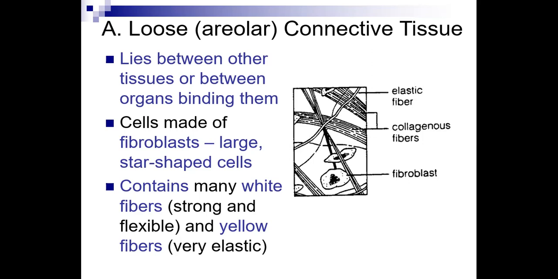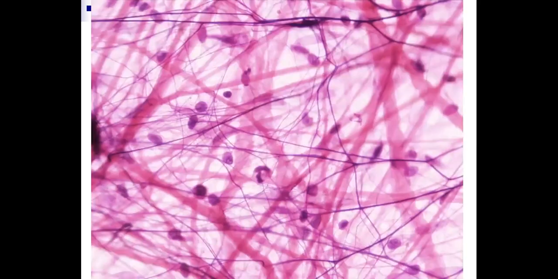Now, in the next image, I'm going to show you actual areolar tissue. I'll go back and forth, but you need to be able to identify which parts are which and say, oh, got it, that's areolar tissue. There's three main characteristics. Look at the drawing that you have on your page right now. Elastic fibers, collagen fibers, fibroblasts. Ready? Boom. That is areolar tissue.